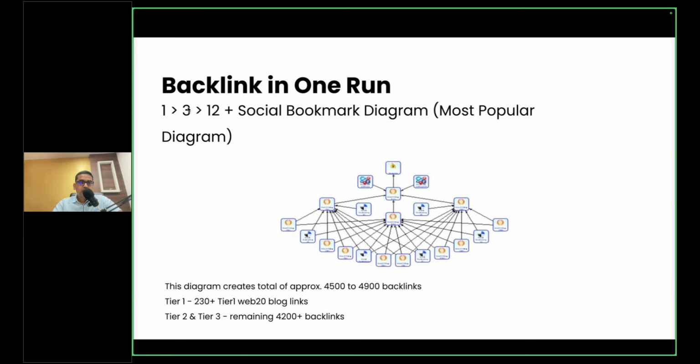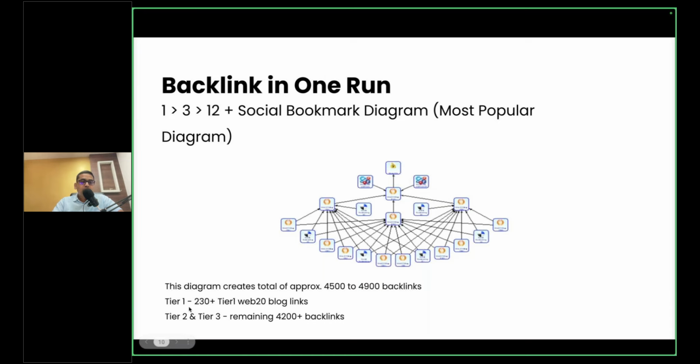So that is like tier 3. And then there is the 12 task, and then there is social bookmarking to those tier 2. So it's one of the most popular diagrams, and I still use it. Even today we use this diagram.